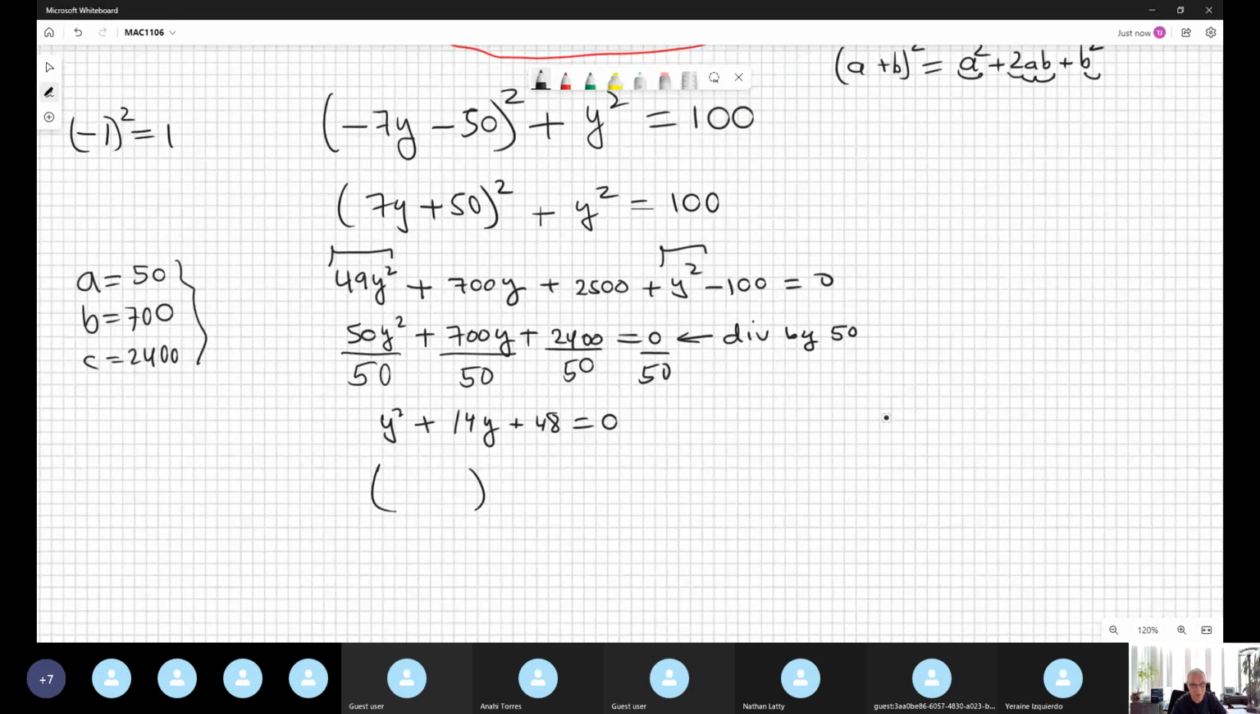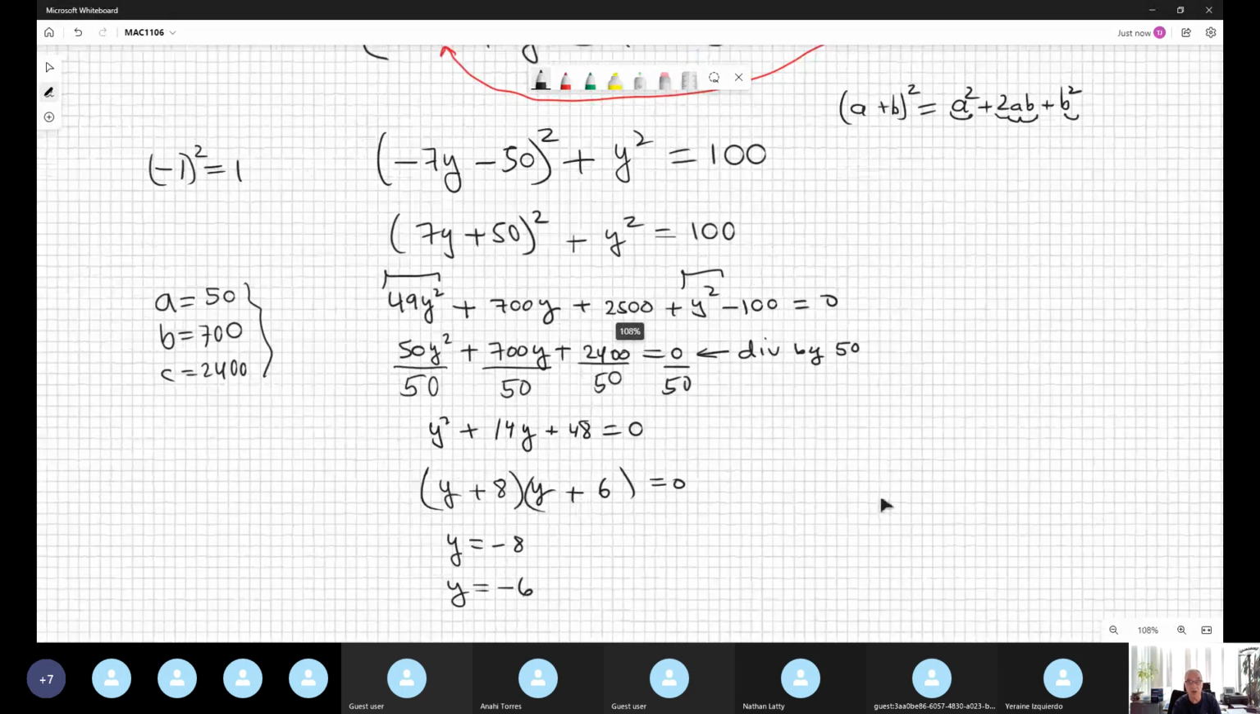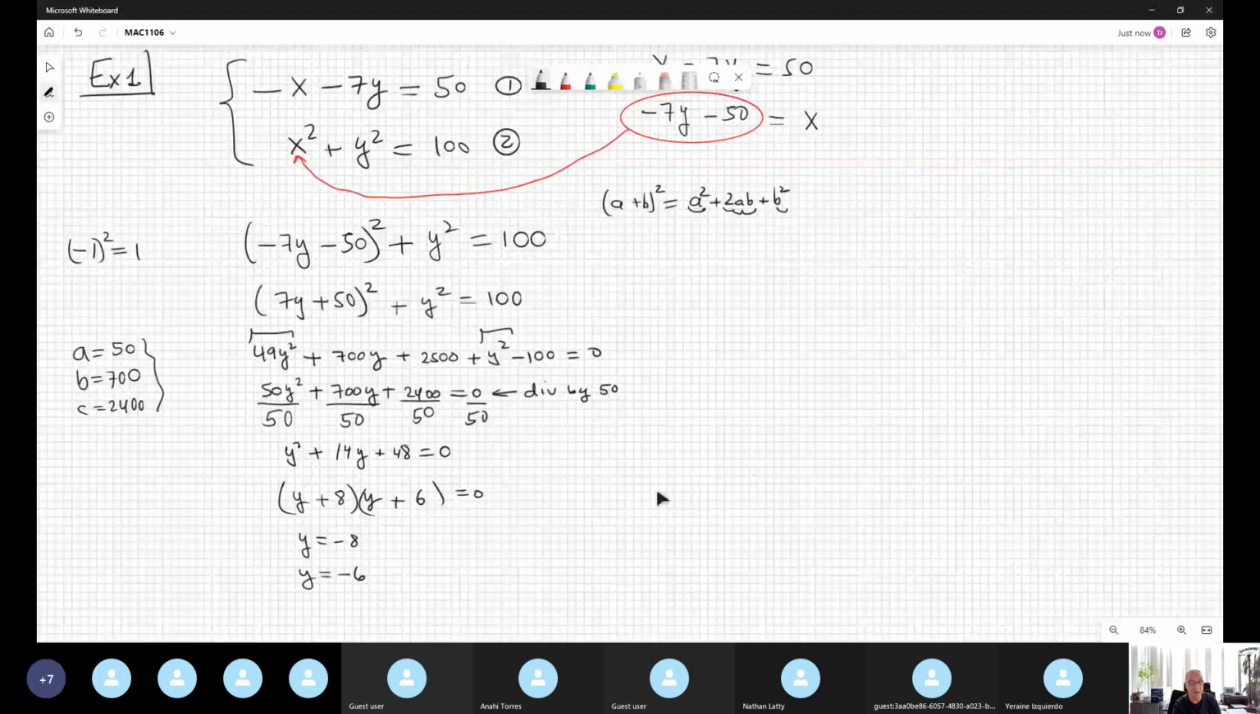You break it down into two parentheses, binomials, y. And the combination is obvious, it's 8 and 6, because 8 times 6 is 48, and 8 plus 6 is 14. So we have 8 and 6. The order is not important. And both positive, plus. Therefore, the solutions are y equal minus 8 and y equal minus 6. And we finish? No. We are almost there, but no. Because I need to find the ordered pair, x and y.